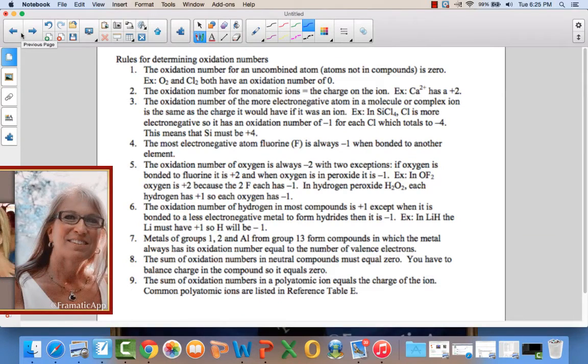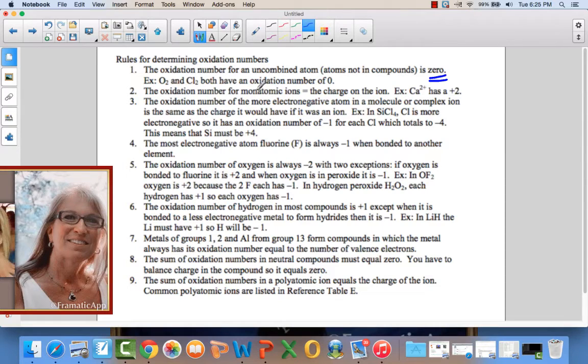All right, let's talk about some rules. These are a lot of rules. I'm going to go through them very quickly. As I already told you, elements in the free state get assigned to 0. Elements by themselves get assigned to 0.